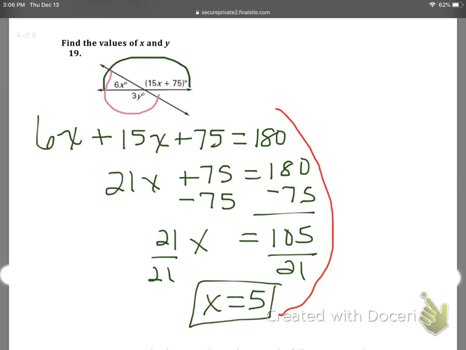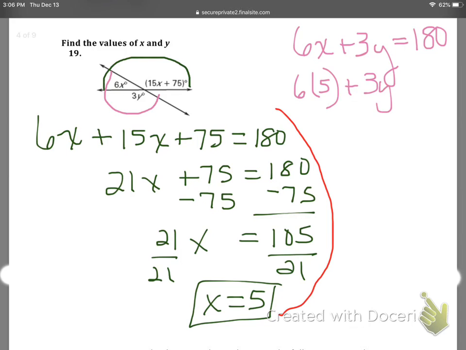Okay, so going back to pink, and I'm picking pink because that's the linear pair that I'm going to work on next. So that is 6x plus 3y. Since it's a linear pair, it's going to also equal 180. Now, this is a problem if I don't substitute in my x. I know that x is 5. So 6 times 5 will be 30 in just a second.